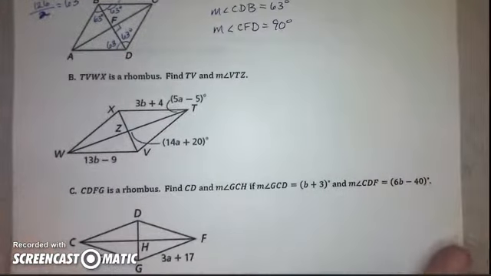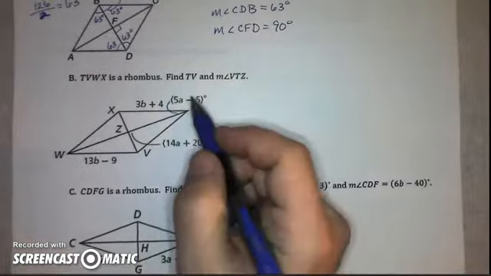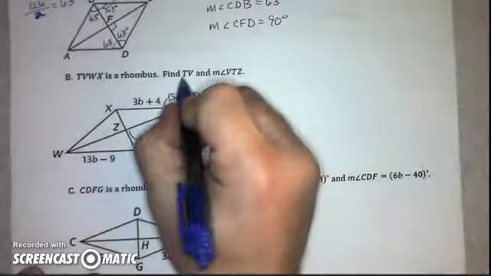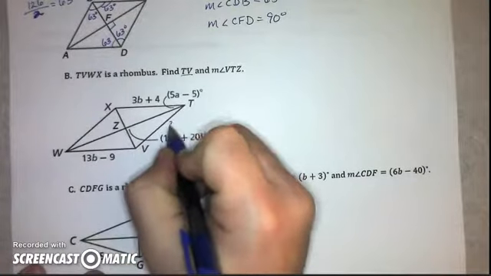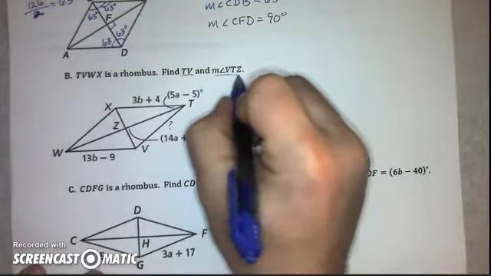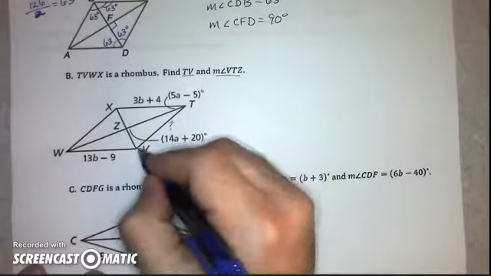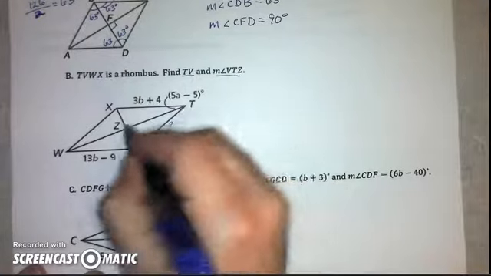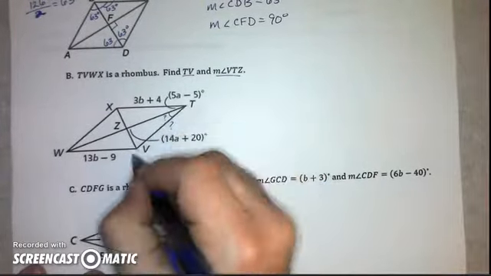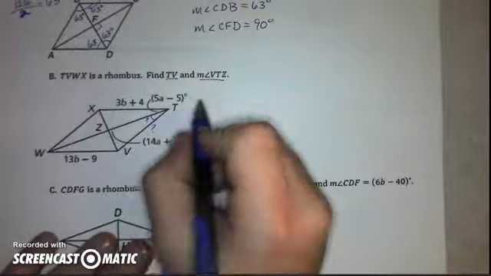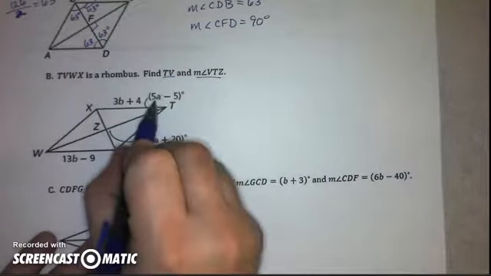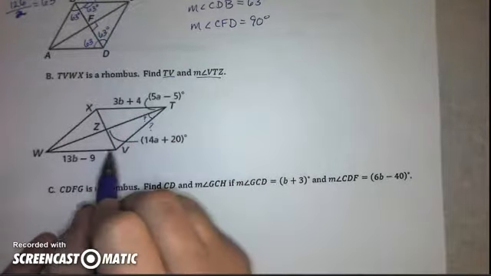Okay? Part B works out a little bit differently. We're looking at some angle measures and some side lengths or diagonal lengths in certain cases. Here, we're going to find TV. That's a length. We want to know what TV equals. And we want the measure of angle VTZ. So we want this side and that angle. All right? And so we're going to use the expressions with A for the angle measures.